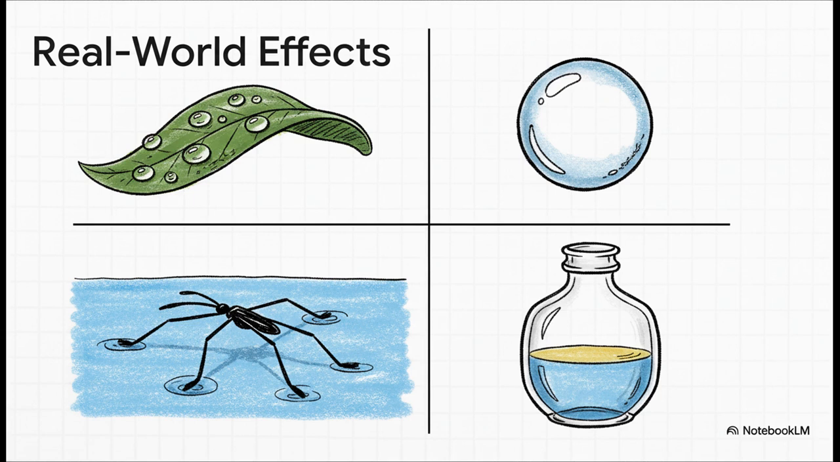And the cool thing is, you can see this force in action everywhere. It's the reason raindrops bead up on a leaf instead of just flattening out. It's how insects can skate across a pond without a care in the world. It's even why oil and vinegar refuse to mix in your salad dressing. It's this constant, powerful force shaping our world in all these small but really significant ways.